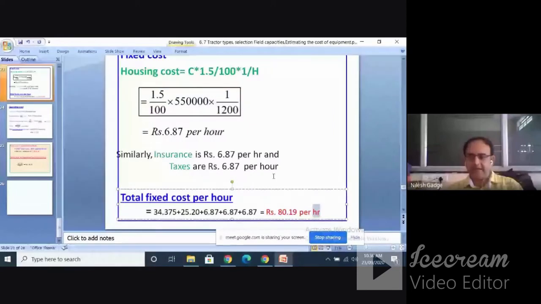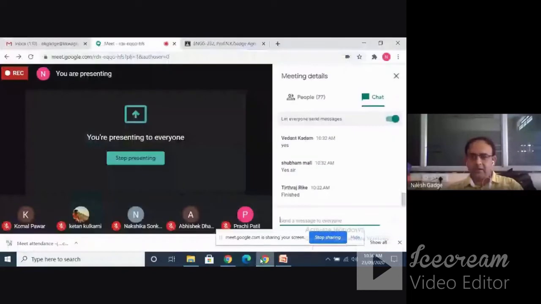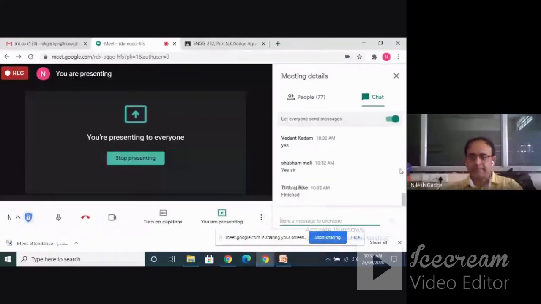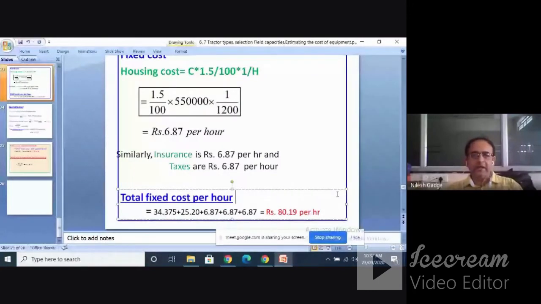Okay, it should be in rupees per hour, 80.19. This is the total fixed cost. Have you finished writing this, housing, insurance, taxes? Okay. Total fixed cost per hour will be 80.19.